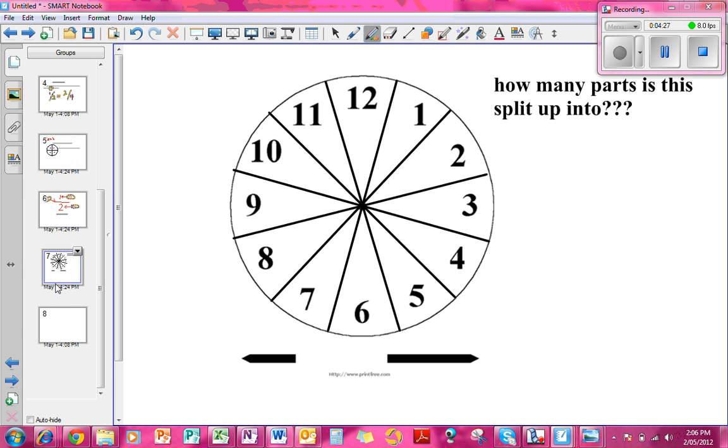So that's basically it, guys. But just one last little thing. Think about this. How many parts is this split up into? Think about how many numbers are on a clock, and that might help.